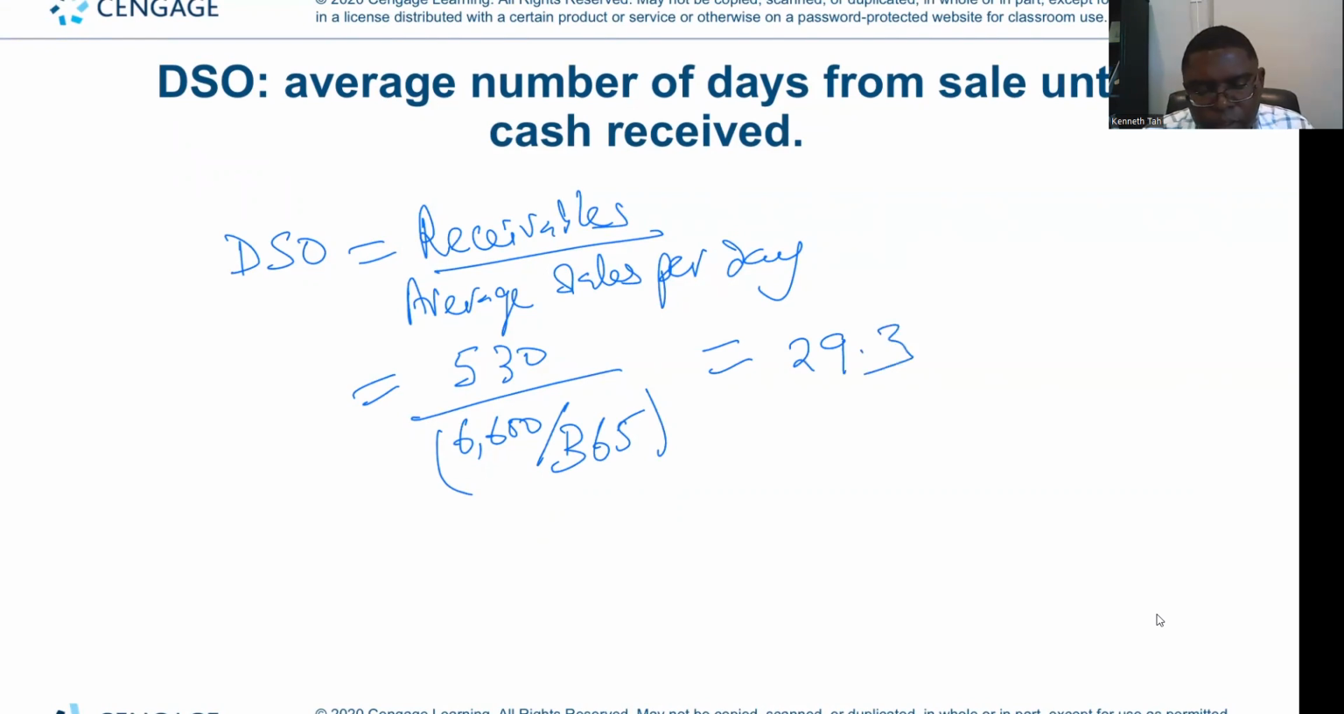29.3. So this is the average collection period, the length of time it takes the company to collect cash on its receivables. So we want this to be low so that the company can quickly get money. The lower, the better. If it is low, it means that the company is getting cash quicker.